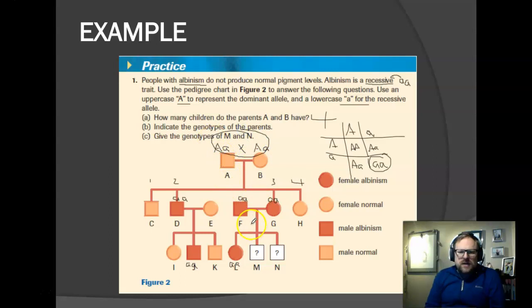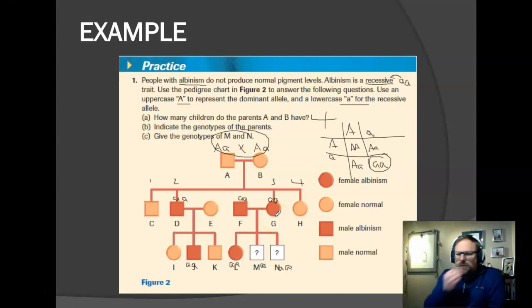And what are the genotypes of M and N? Well, we've kind of half done our work already. We know that this male here, and that female both have albinism, which means that the only gametes they can put forward in a cross are the little a gametes. So that means that N and M must both be little a, little a. There's no other way they could do it. If either of these had a dominant allele, they would be normal.